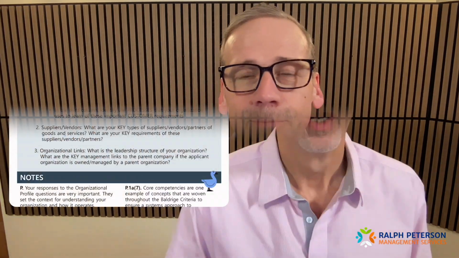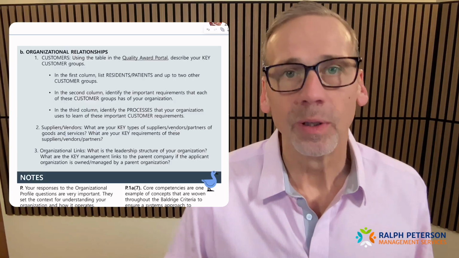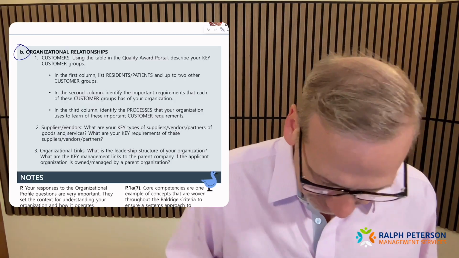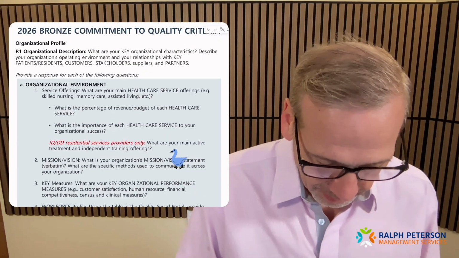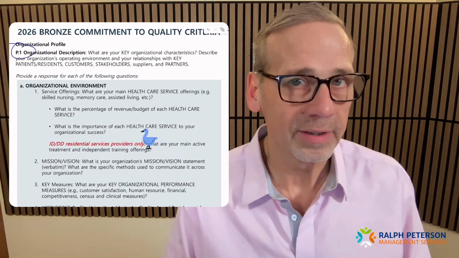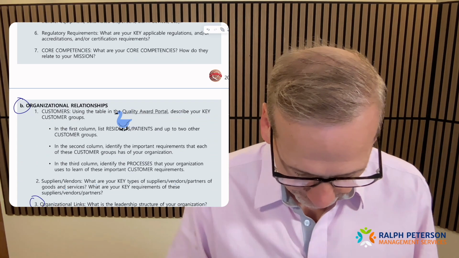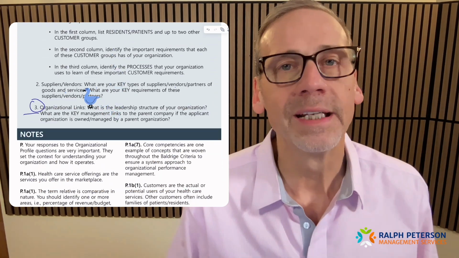All right, here we go. Here it is. This is the actual application. Here you go, B3. Actually, it's P1. We're still in the first category. P1.B, number 3, organizational links.